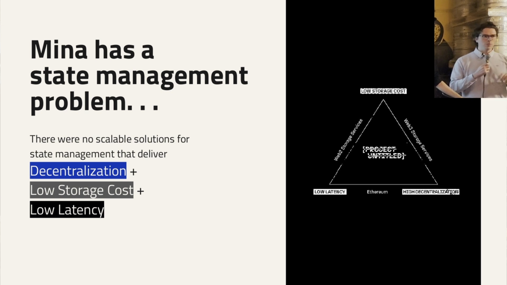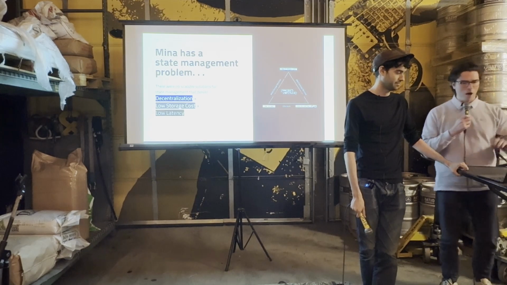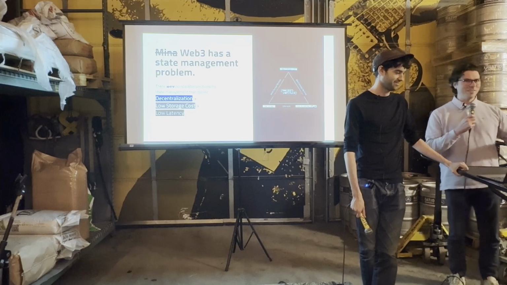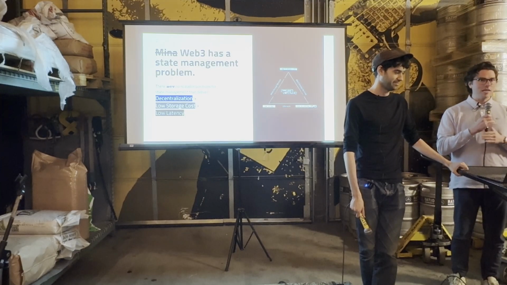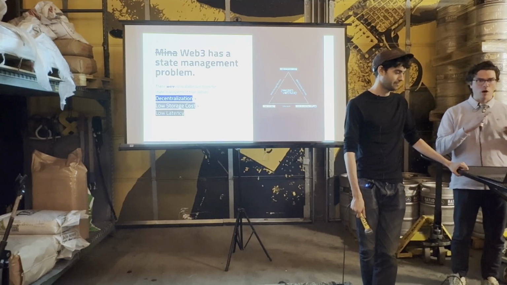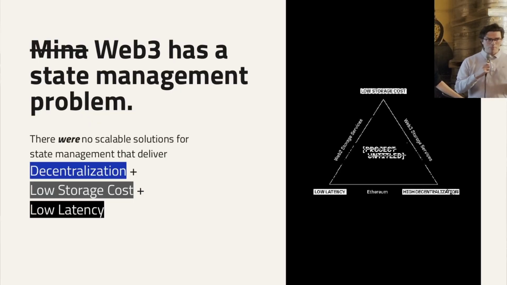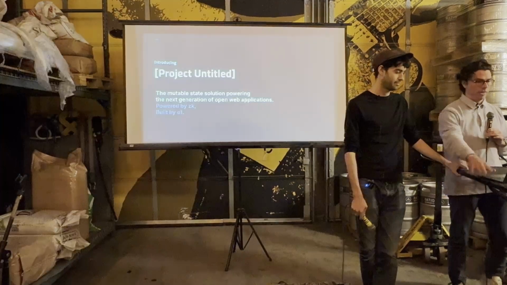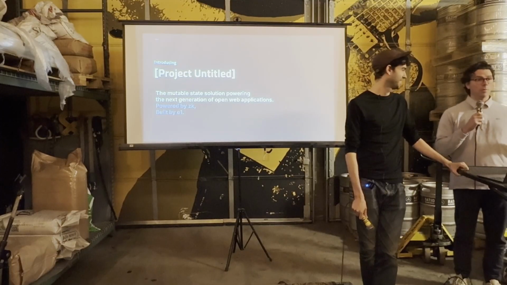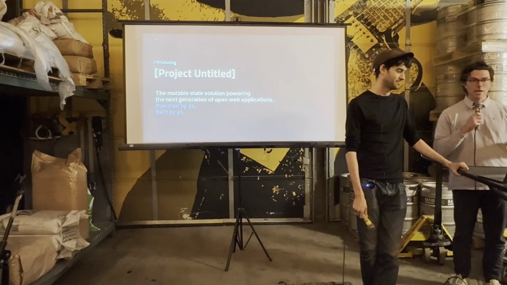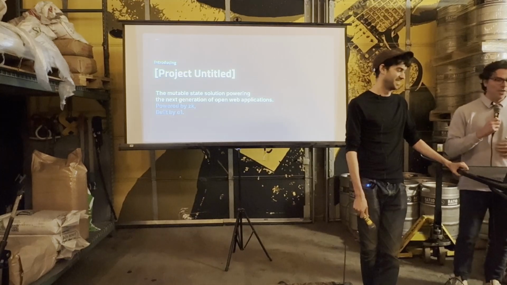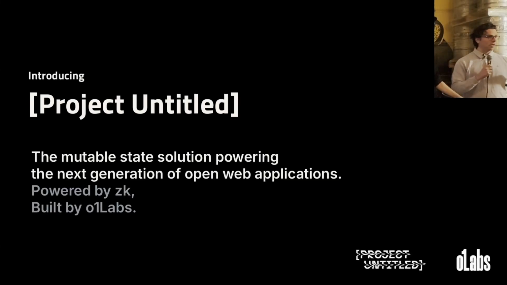So once we talked to the Mina community and we realized this is a core problem, we took a step back, and similar to the previous talk, we realized that there's actually a large state management problem across Web3. And until very recently, and this is the project that we're going to spend most of today talking about, there are not really any solutions that optimize for decentralization, low storage cost, or low latency. So that's what we're building, and we're calling it Project Untitled, name to come soon, we're working on it. But this is the mutable state solution that's going to power the next generation of ZK apps. So this is what we're building.